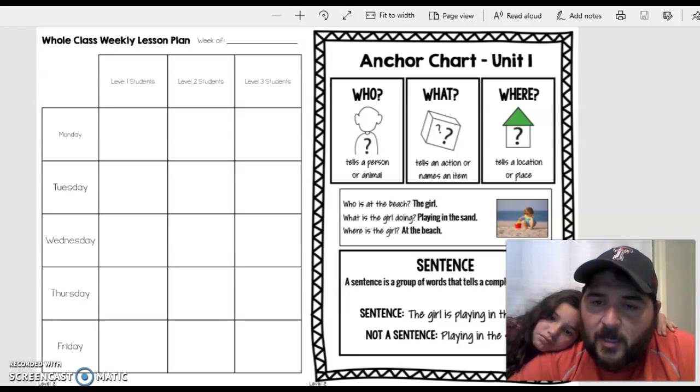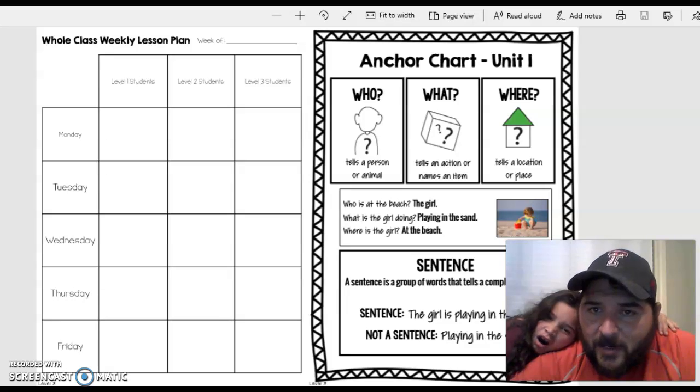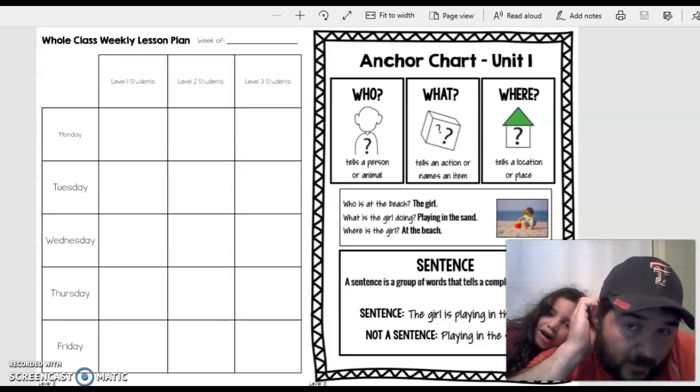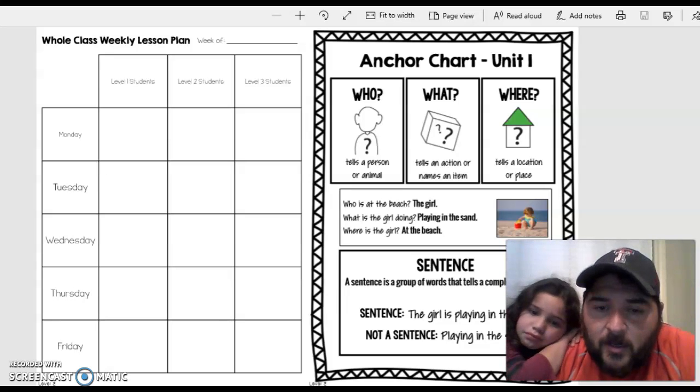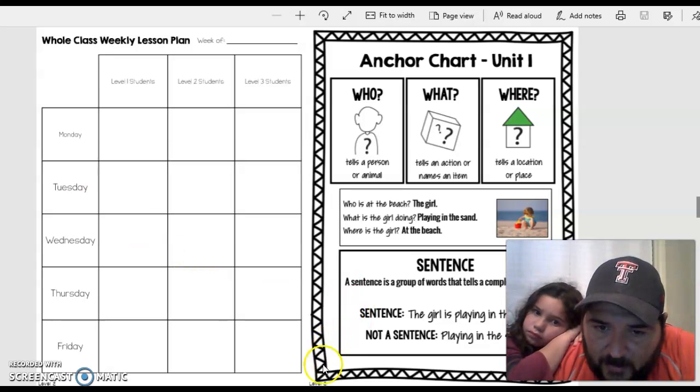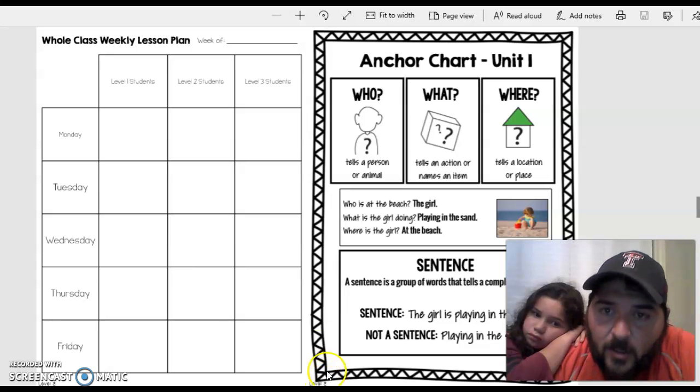Hey students, it's Mr. Rodriguez coming to you from the kitchen area at my house, and this is for the Level 2 English Language Arts video number 1. You can see down here, Level 2. So if you have a Level 2 packet, your anchor chart should look like this.